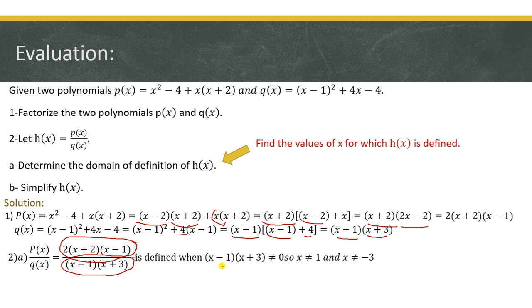This means x minus 1 into x plus 3 does not equal to 0. So, x minus 1 does not equal to 0. This means x does not equal to 1. And x plus 3 does not equal to 0. This means x does not equal to minus 3. Okay, after finding the domain of definition, I will simplify. So simplify h of x. Now, after finding the domain of definition, you can simplify the common factors.